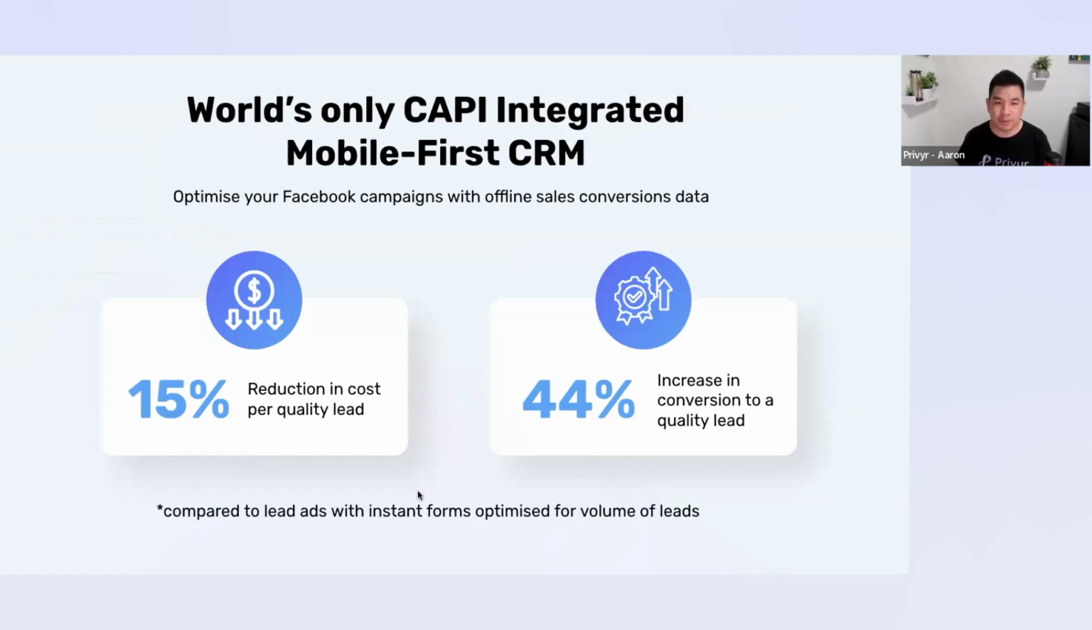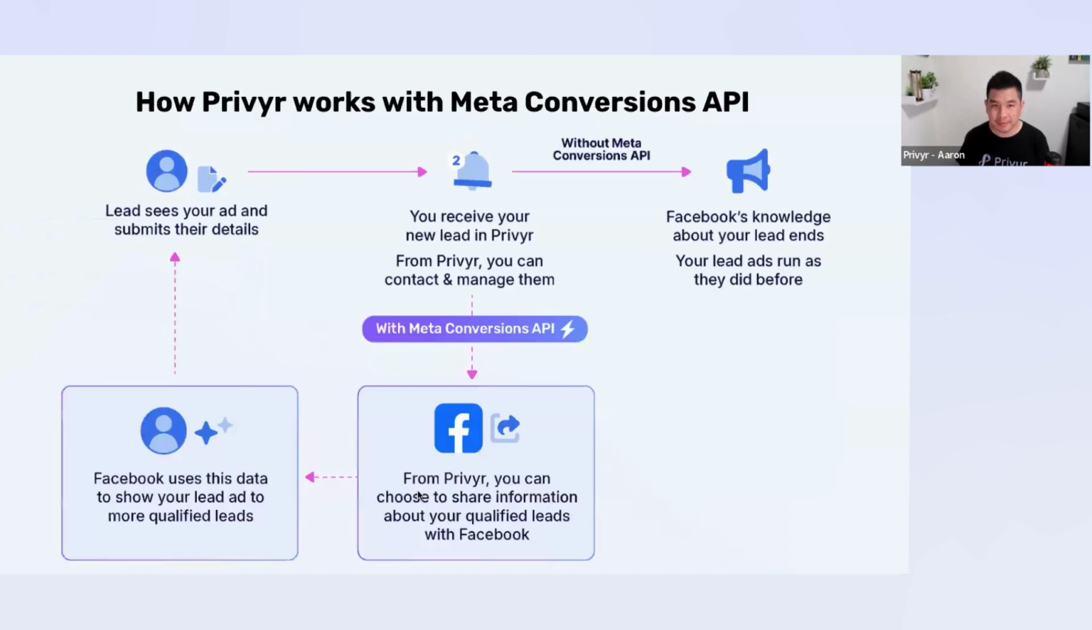And as we saw before, by optimizing your Facebook campaign with offline sales conversions data, this can lead to a 15% reduction in cost per quality lead and a 44% increase in conversion to a quality lead. And as we saw with some of the case studies, some people even achieve much better than this. So how does this work?